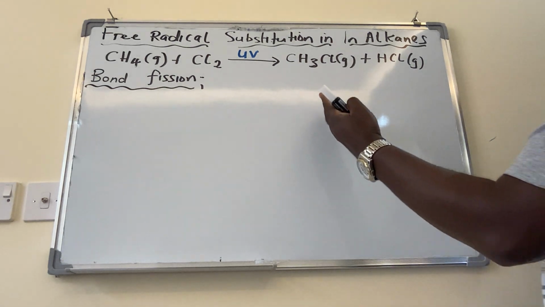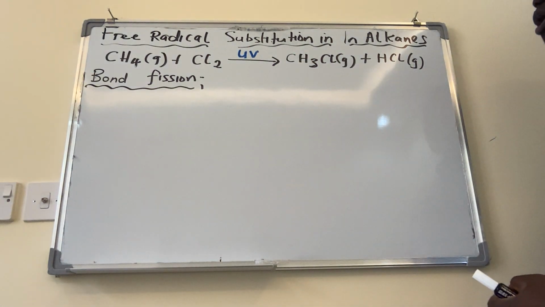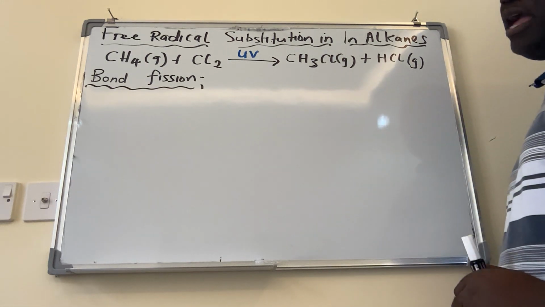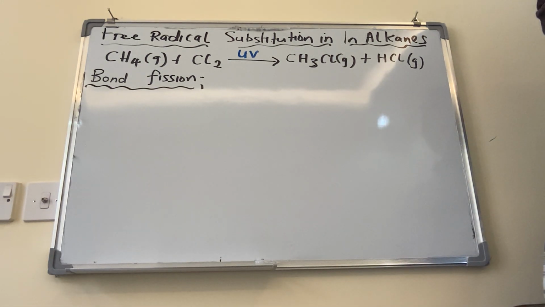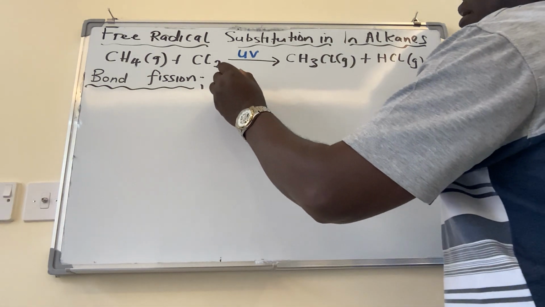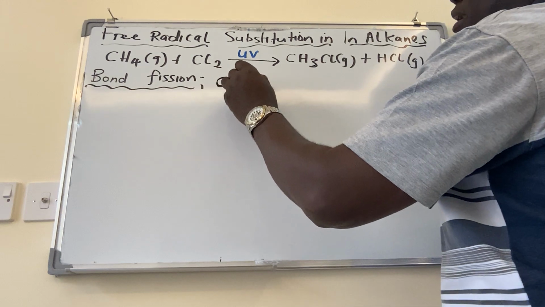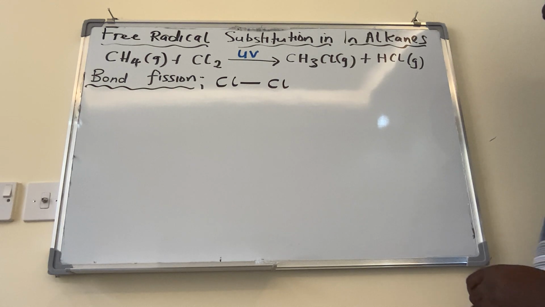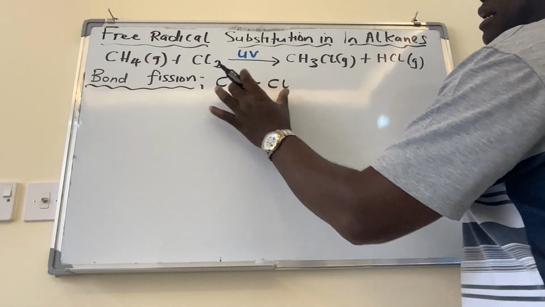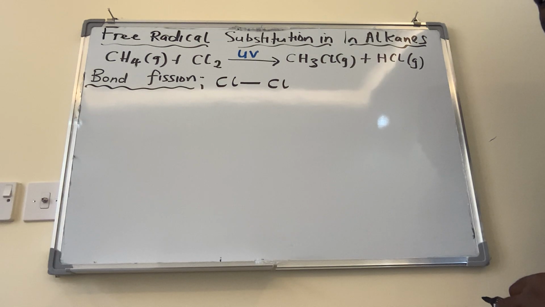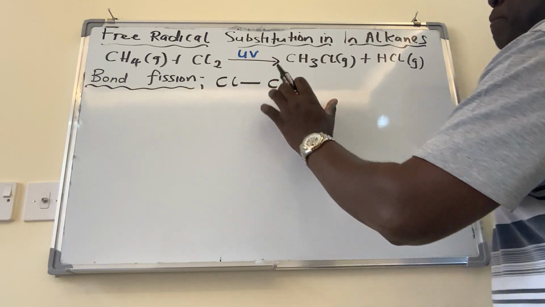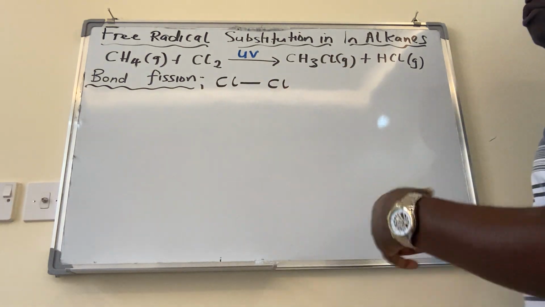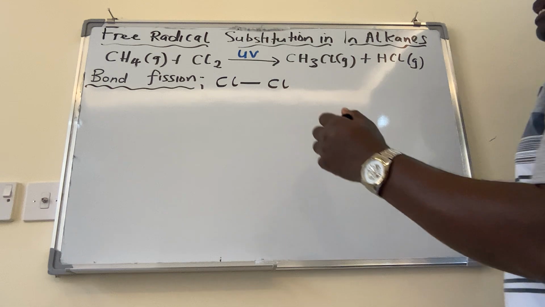This reaction is dependent on the availability of UV, so it's a photochemical reaction. The role of UV or ultraviolet light is to perform bond fission on chlorine. So if we start off with our chlorine molecule, there's going to be bond fission here. In this case, because these atoms are similar, we're going to experience what we call homolytic fission. Homolytic fission happens with similar atoms whose electronic configuration is exactly the same.